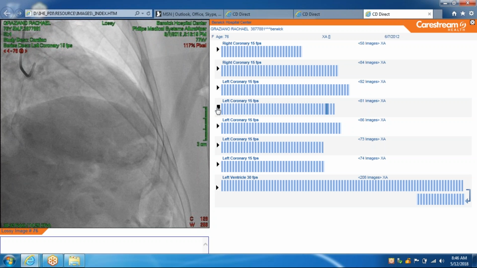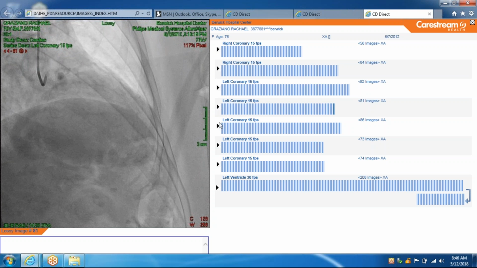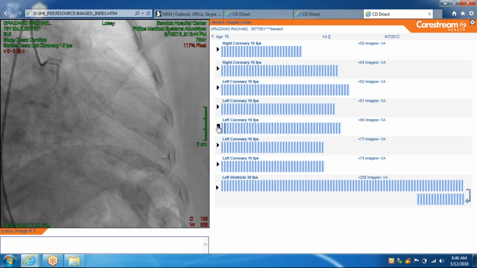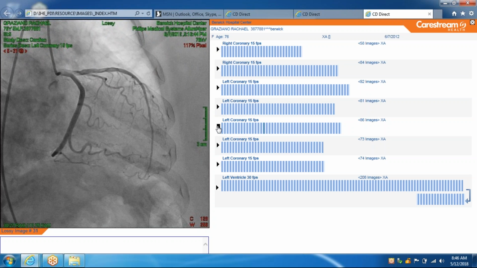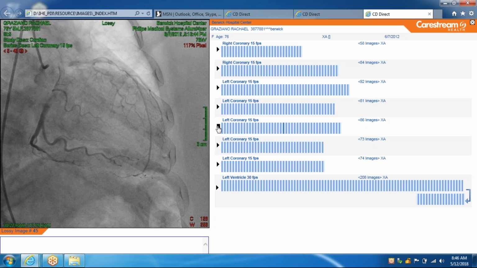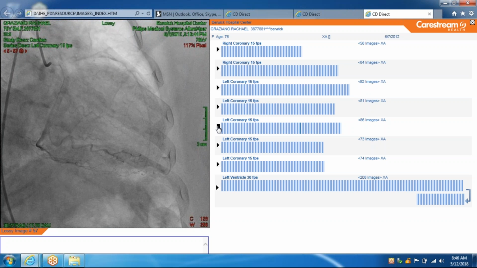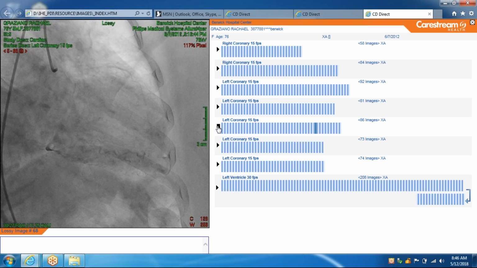So remember, the heart is moving when you're doing your work. So you're going to see the heart moving. All right. So the left circumflex and the LAD, and its branches.